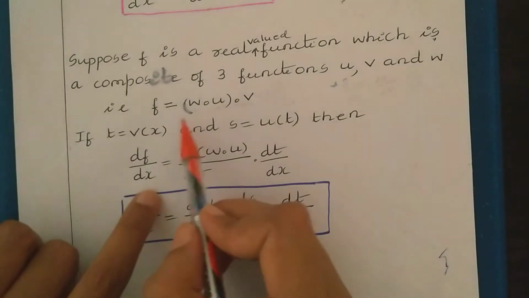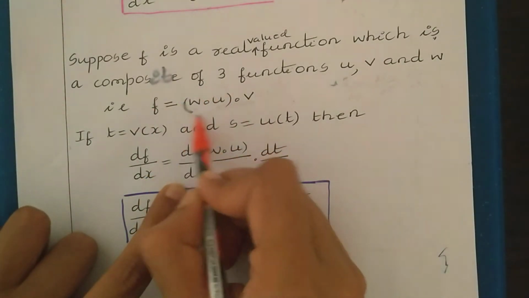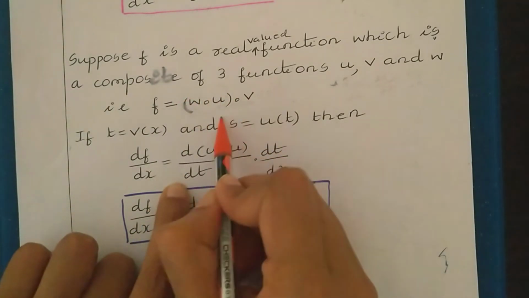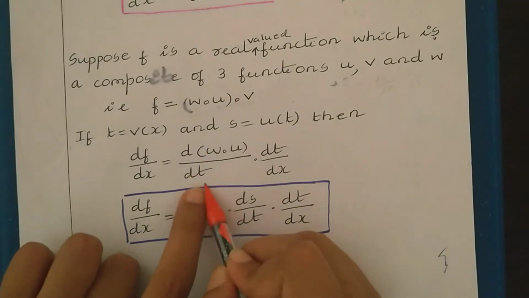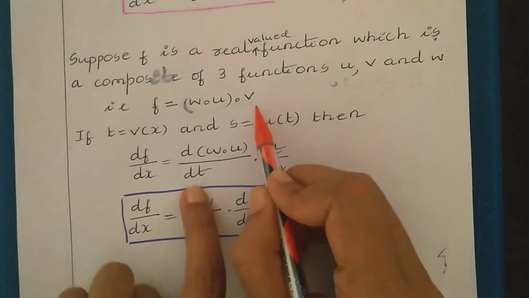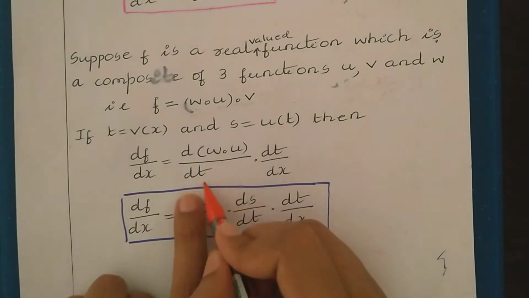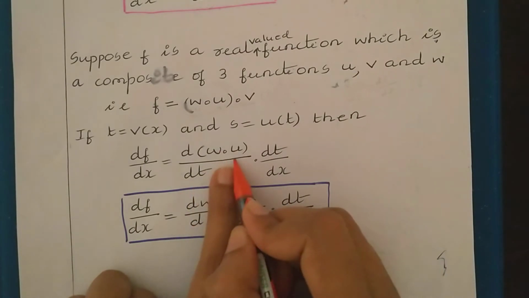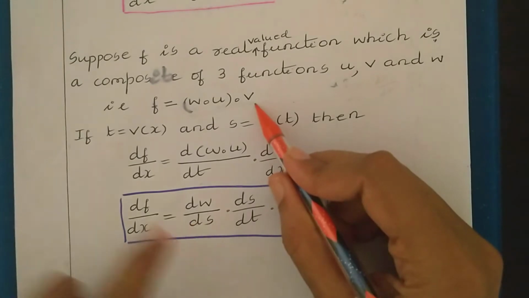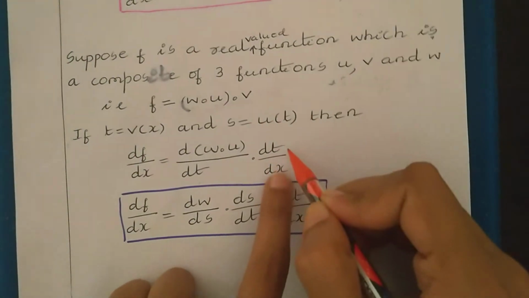So here now df divided by dx is equal to, first you need to find the differentiation of these two functions, as here we have a flower bracket. So d by dt of, why is this dt? Because we are differentiating this function with respect to v and this v is equal to t that we have taken. So that's why d by dt of w of u. Then next you need to differentiate t with respect to x. So d by dx of t.